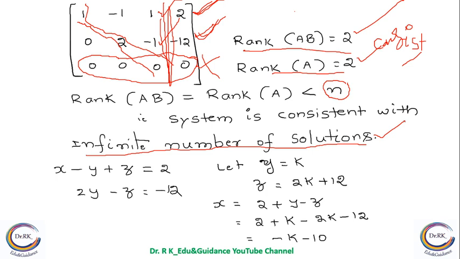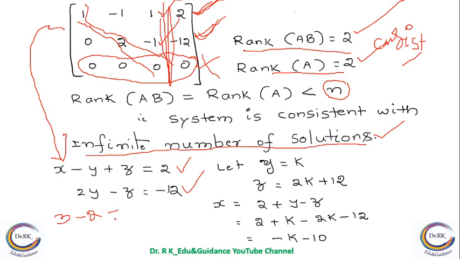If we want the solution, we have to extend it further. That means we have to write this matrix in the regular equations format. It is x minus y plus z equal to the right-hand side, and 0x plus 2y minus z equal to minus 12. Now how to solve here? If you see, there are three variables, 1, 2, 3, and two equations. Three variables and two equations.